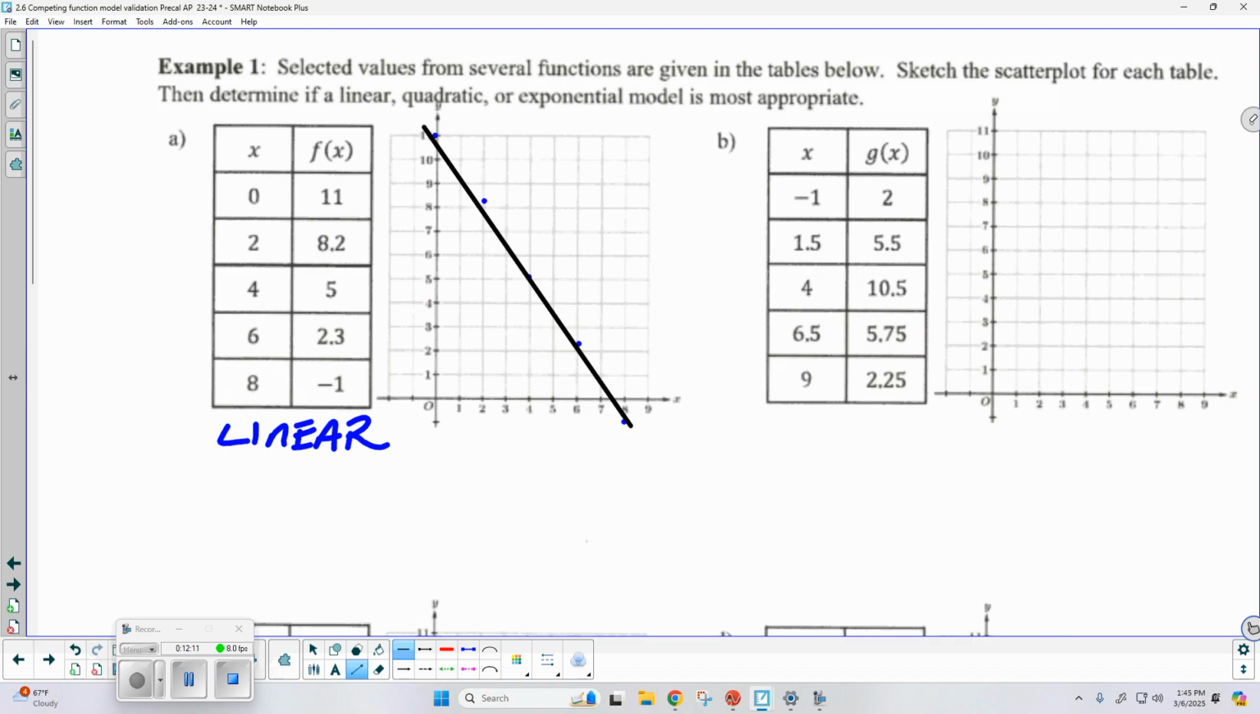Let me give you a minute. Go ahead and look at it, and if you want, talk with those around you to help you out. But then somebody from the group is going to tell me what they believe it is, linear, quadratic, or exponential, and why. Remember, don't look at the graph just yet. Look at what patterns you see in the table. That's what I want.